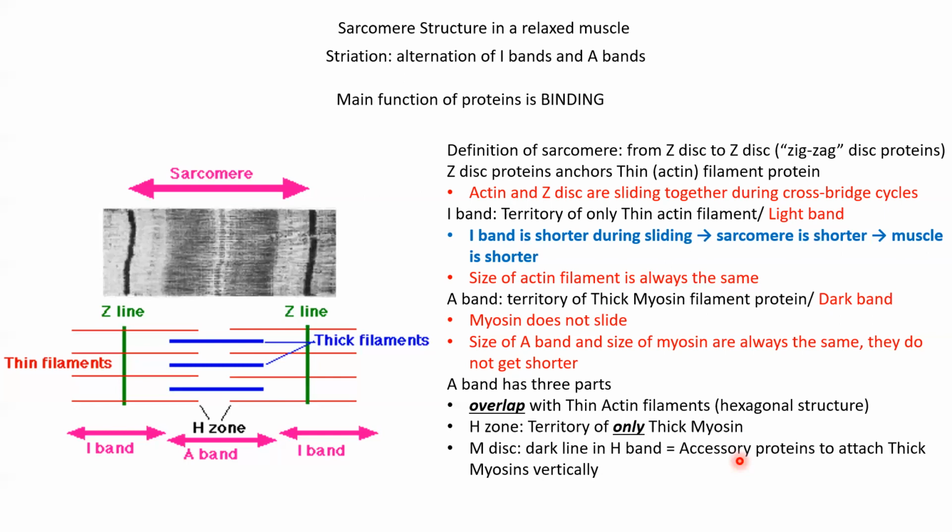The thick myosin filament is basically the same, bound to the M zone accessory protein. So again, protein binds to protein. And here the main idea is that myosin doesn't move. It doesn't shift. It stays where it's supposed to be.